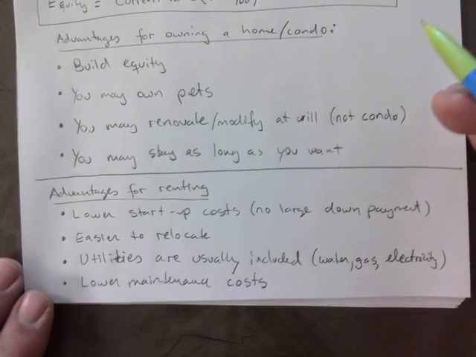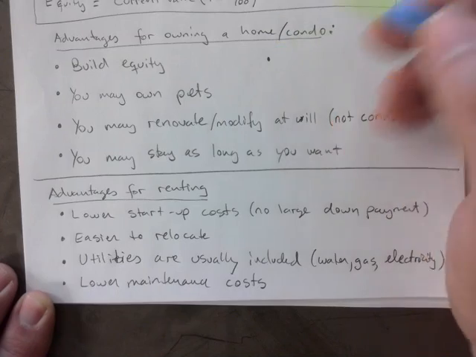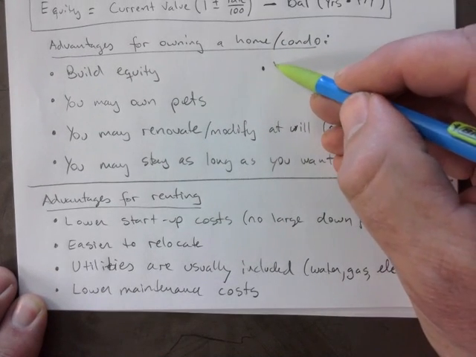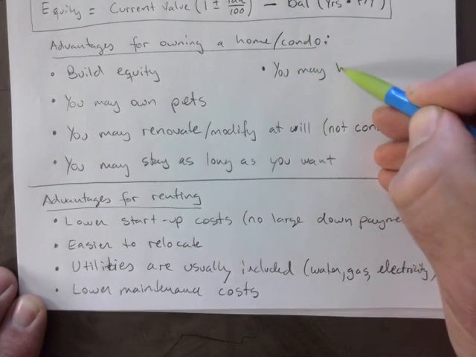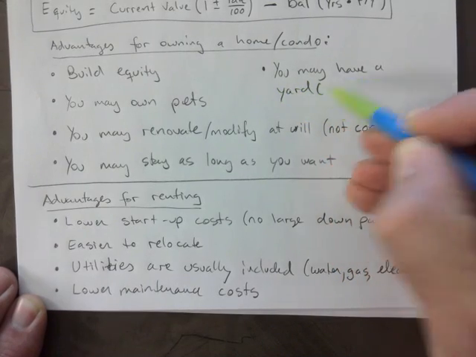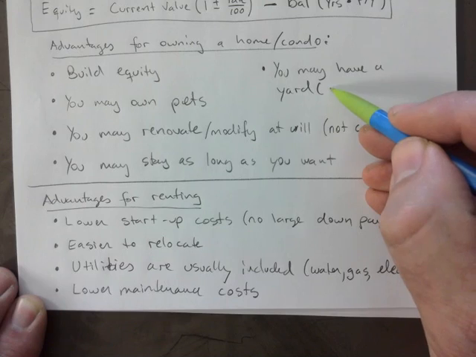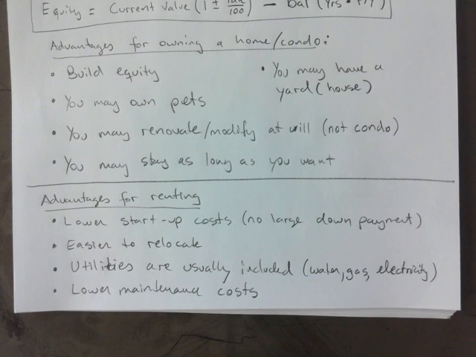Can we add one advantage that I forgot to mention about owning: you may have your own yard. And we will always make like a little bracket, right? When it's a house that you're buying, you may have a yard, so that's huge for some people, right? You want to be able to barbecue, have your pets run around, your children, right? You might want that extra space.